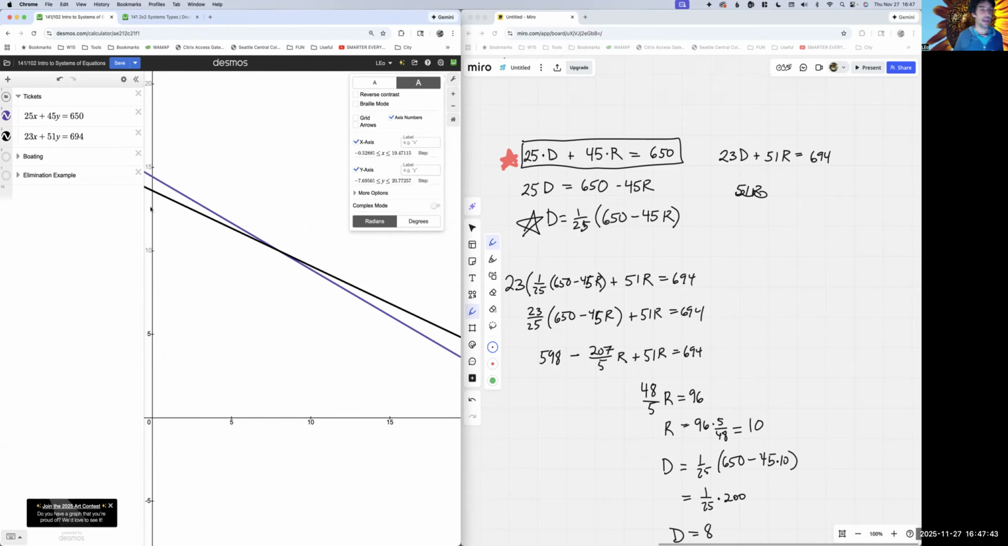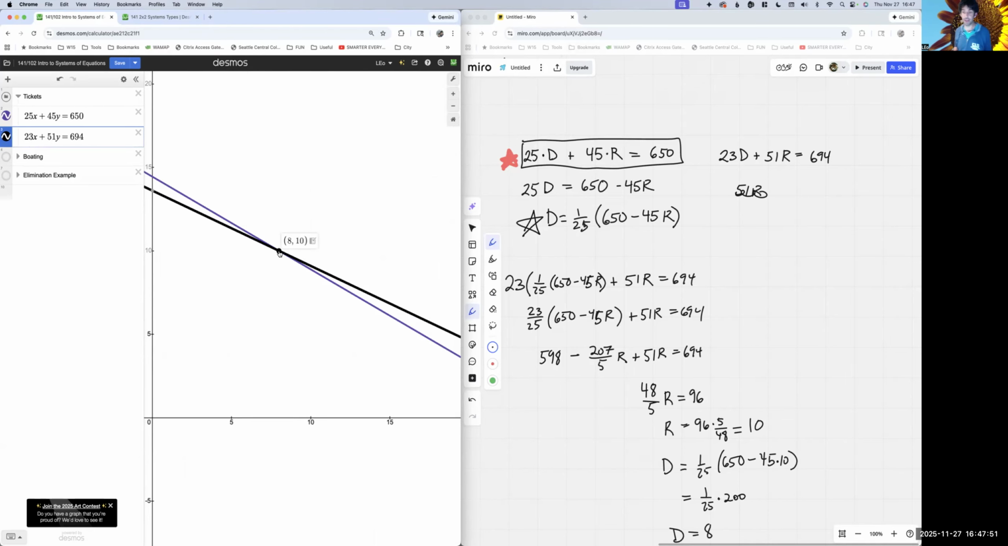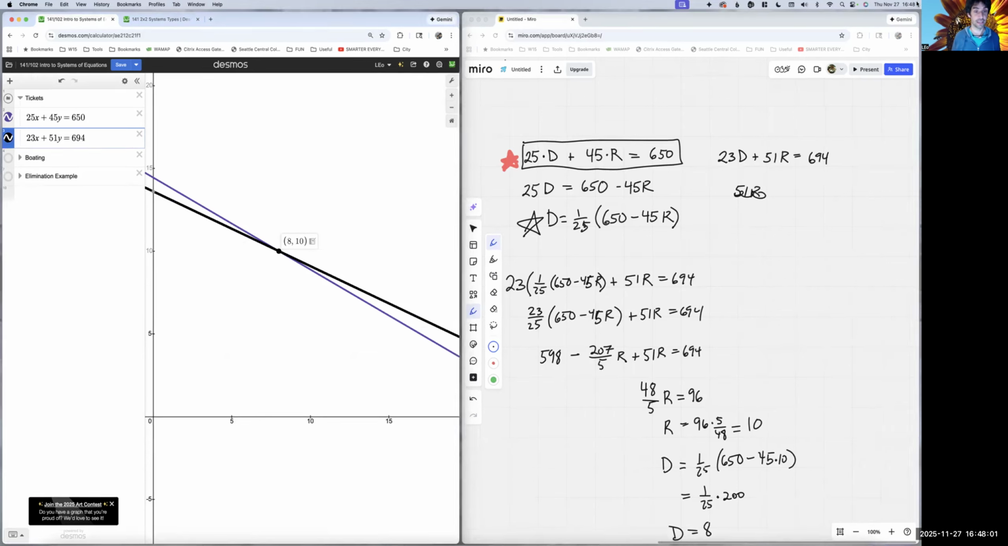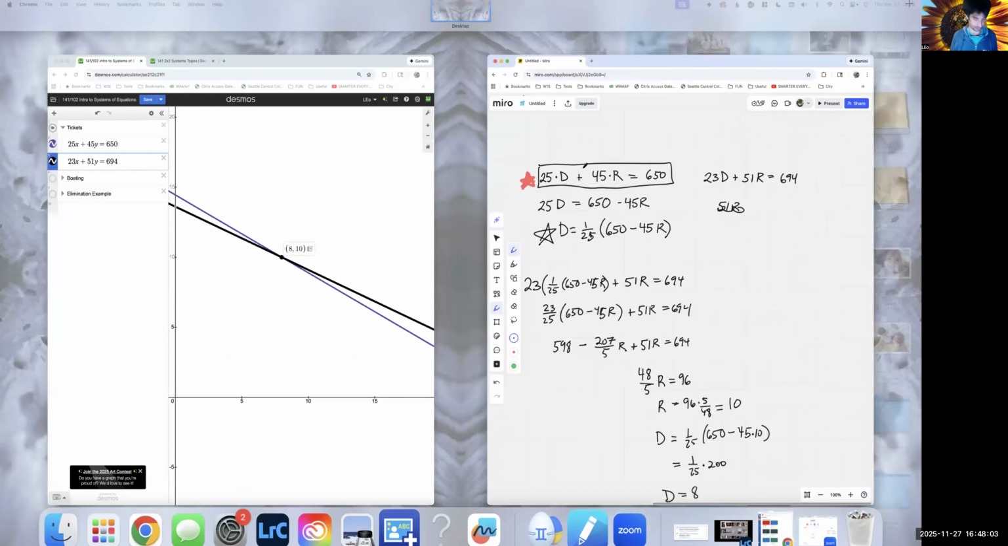That also has an infinite number of solutions, right? There's all these different solutions to that equation, but there's only one that we found, 8, 10. We had 8 for our discount and 10 for our regular. That's the only one that satisfies both of them. So that's graphically what we just did algebraically here. All right, let's do another example.